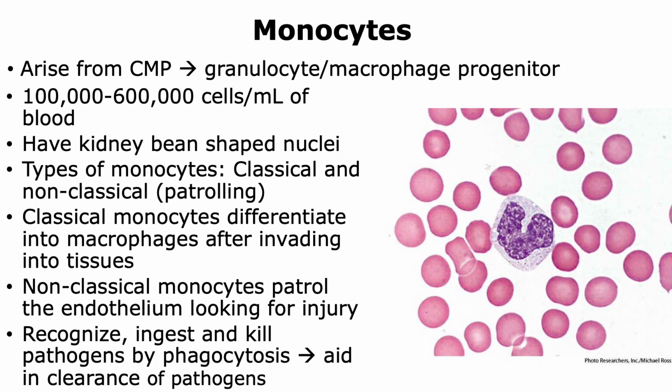Monocytes can recognize and ingest pathogens by phagocytosis, eventually killing them. Thus, they play similar roles to neutrophils and hence are able to clear pathogens.